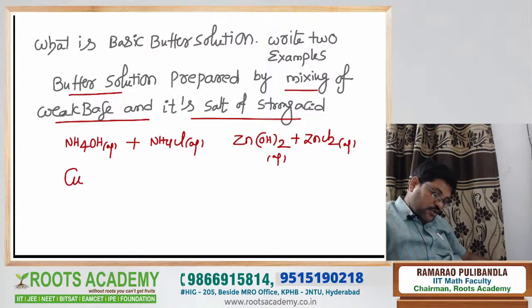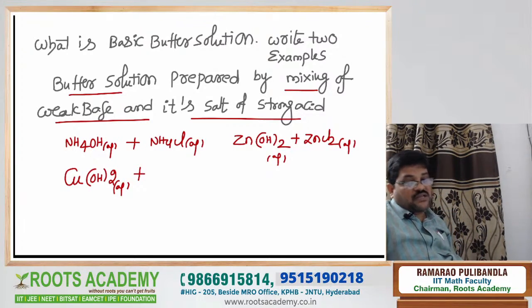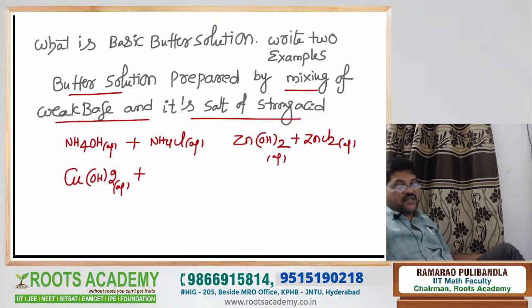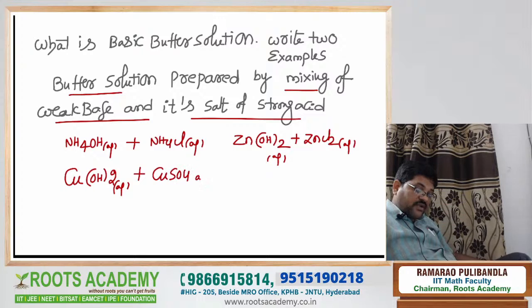Take cupric hydroxide, a weak base. You may ask, why are there weak bases? Because D block metals are the hard metals, so they are the weak bases. So cupric hydroxide is the weak base and its salt of the strong acid is copper sulfate, like that.